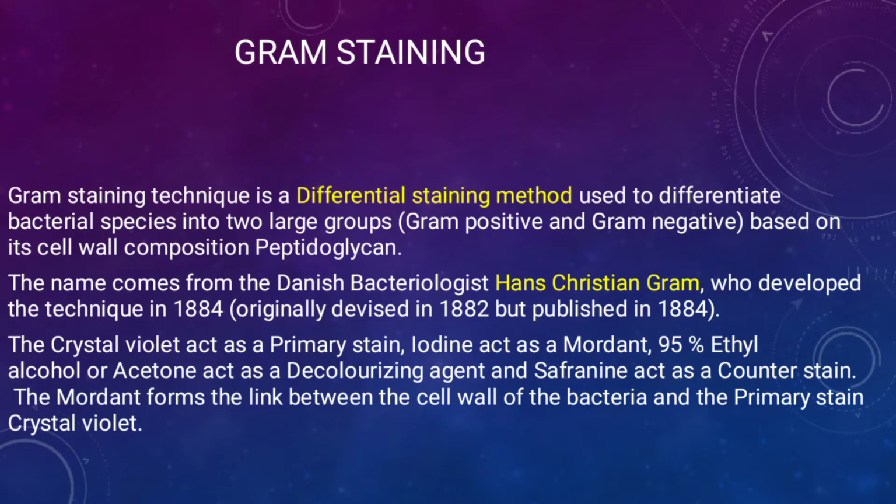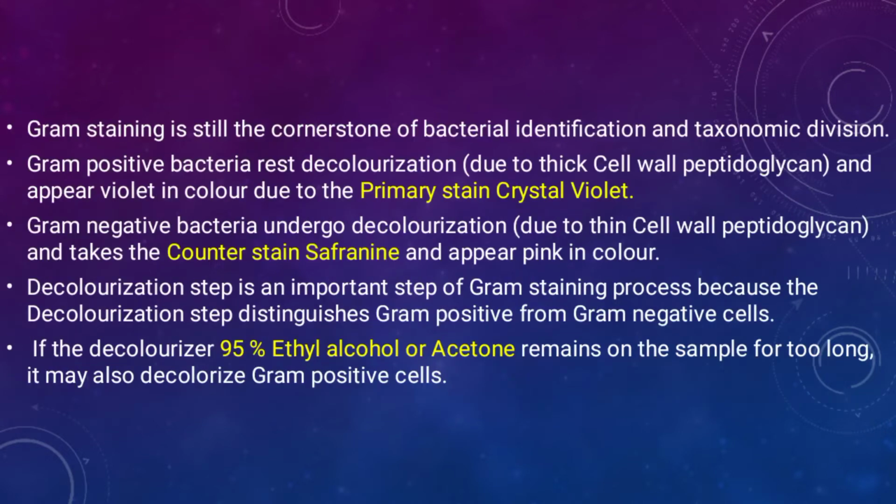but published in 1884. The crystal violet acts as a primary stain, iodine acts as a mordant, 95% ethyl alcohol or acetone act as a decolorizing agent, and safranin acts as a counter stain. The mordant forms the link between the cell wall of the bacteria and the primary stain crystal violet. Gram staining is still the cornerstone of bacterial identification and taxonomic division.